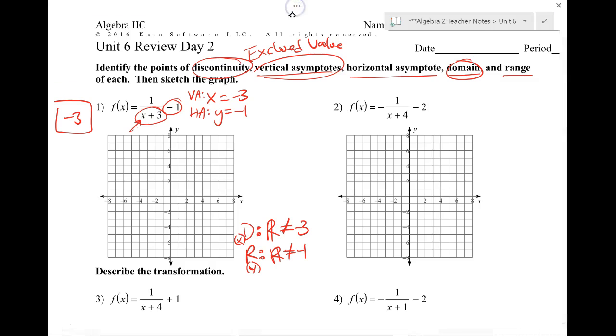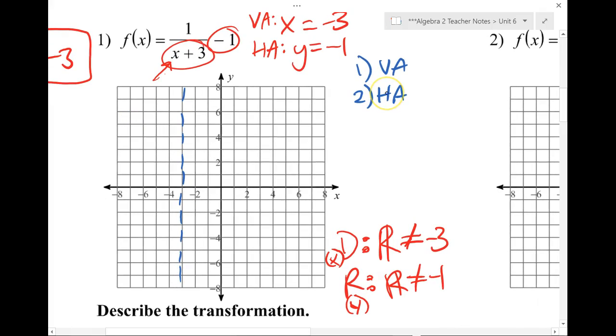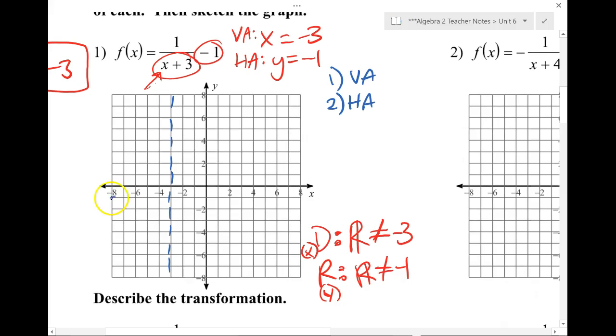Now let's choose a new color. The next thing we want to do is actually sketch this graph. If you remember our steps, the first thing is to sketch our vertical asymptote and our horizontal asymptote. So x equals -3 is right here. Remember, it's a dashed line because it can't ever actually be that value, so we symbolize that by making a dashed line. The horizontal asymptote is at -1, so that will go here. Our next step is to draw what we call an anchor point, because that's going to tell us where we actually start our graph.